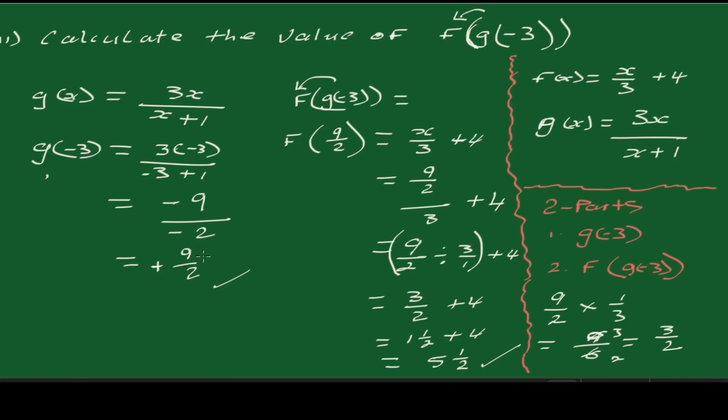We went ahead and worked out g(-3). We arrive at 9/2 as being the answer. So g(-3) is 9/2, and that becomes the input to the function f. Input of the function f means wherever I see x in function f, I'm going to replace it with 9/2. I did that, and then we went ahead and worked out the final answer until we got 5.5. And this is the final answer here.